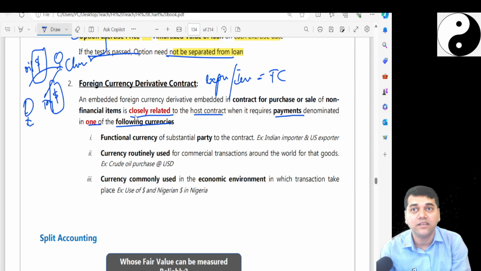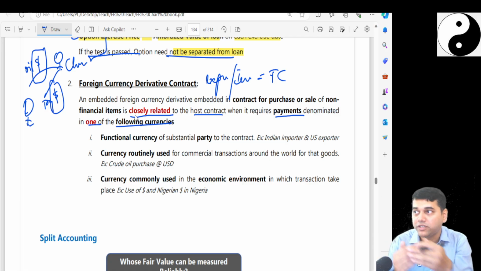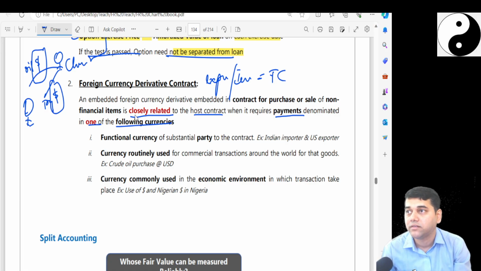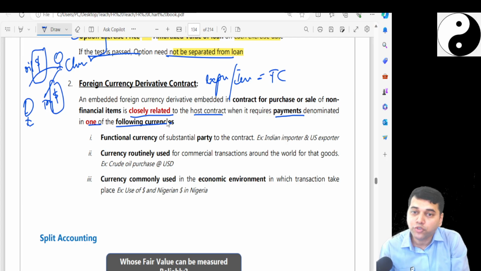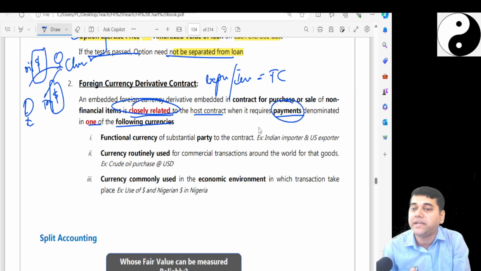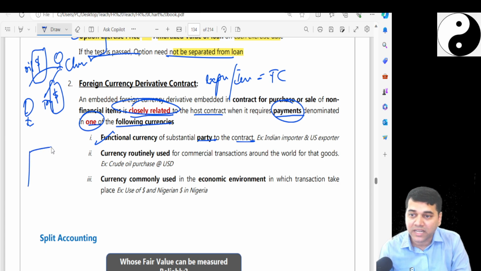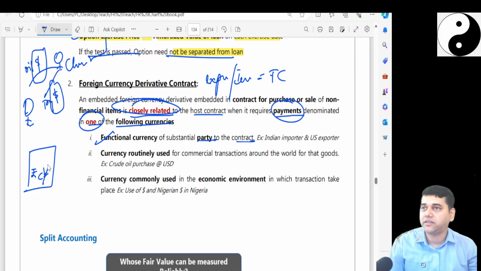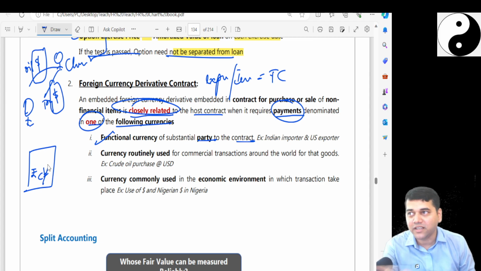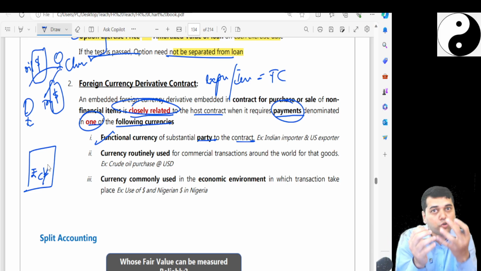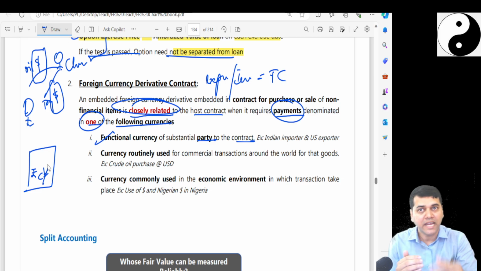Is this dollar payment and what you buy closely related? For this they said it is closely related when you make a payment in one of the following currencies. One, the functional currency of a party to the contract. That means whether you import toys or oil or anything on earth, if the contract is in rupees or Chinese yuan, you need not separate it, because it is the functional currency of one of the parties. That means there is a close relationship between what you import and in which currency you pay.